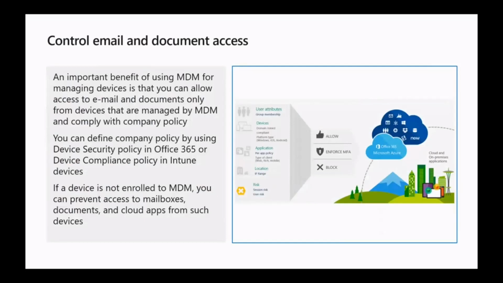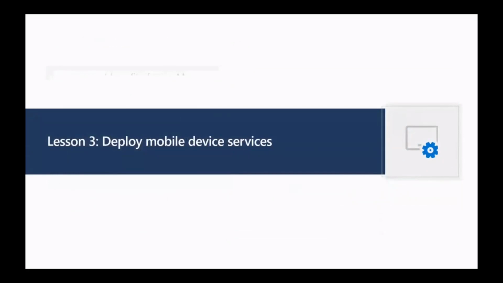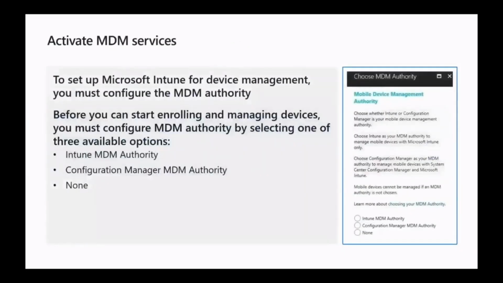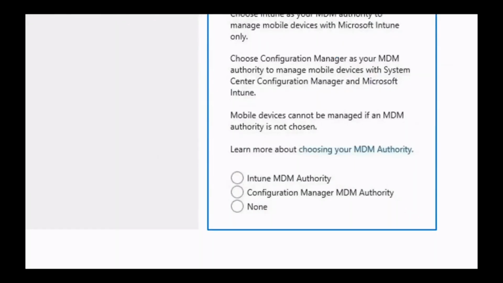Now, real quick, how can you deploy mobile device services? How can you activate MDM services? In order to set up Microsoft Intune for device management, you must configure the MDM authority. Before you start enrolling and managing devices, you must configure the MDM authority by selecting one of three available options. You can configure Intune MDM authority, you can use Configuration Manager MDM authority, or you can select none. These are the options to activate, or maybe not activate, the way in which a device could be connected.